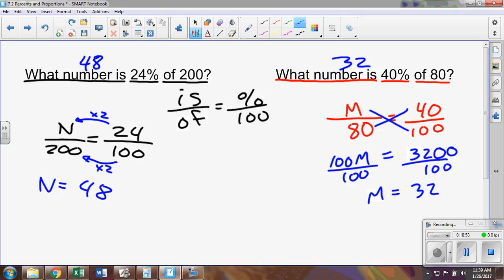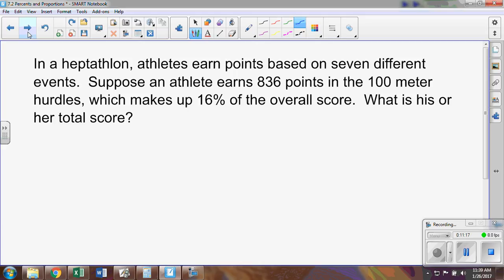It's been my experience that a lot of students really appreciate this mnemonic, is over of equals percent over 100, because it makes it relatively easy to identify where the pieces go. Don't rely on this completely as a crutch, because the percent proportion does allow us to solve other problems besides the ones that are like this. Especially when you start looking at a word problem, word problems are not geared as "what percent of 12 is 16."